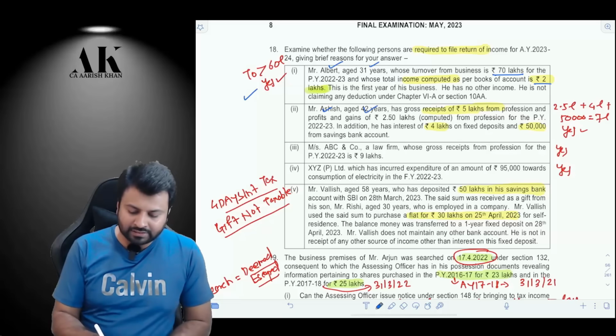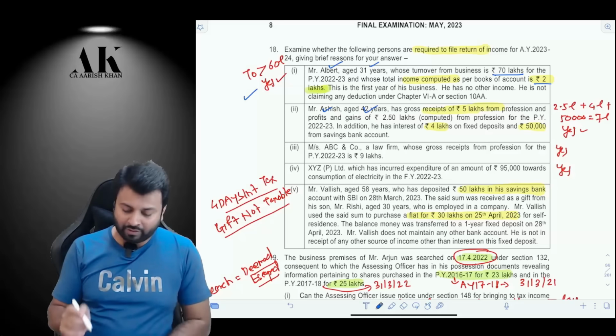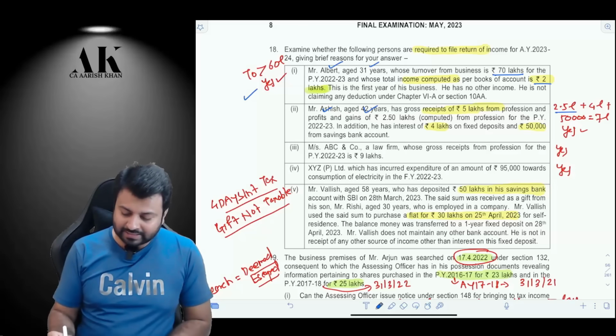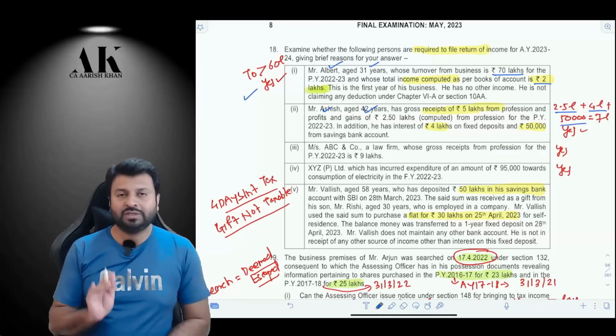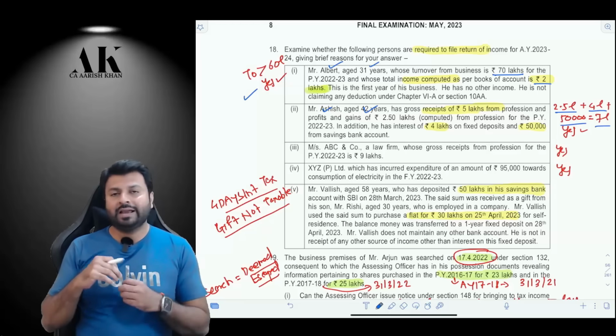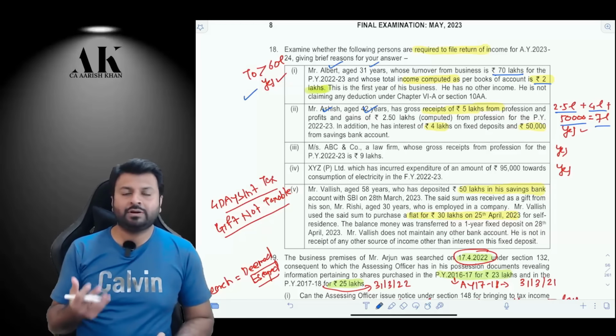Second, Mr. Aarish, aged 42 years. Now he is liable to file the return by default because his PGBP income is 2.5 lakhs and his interest income is 4,50,000 rupees. So his gross total income is 7 lakh, and any person whose gross total income is 7 lakhs is liable to file the income tax return.